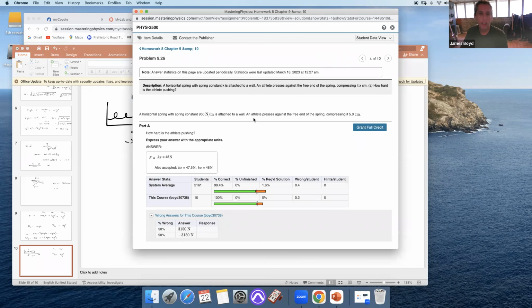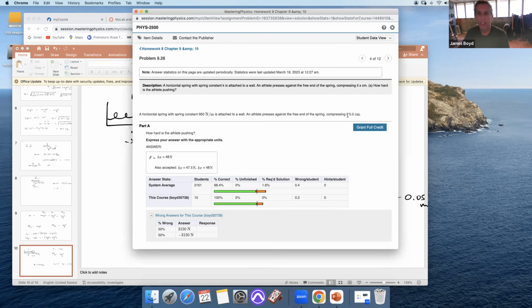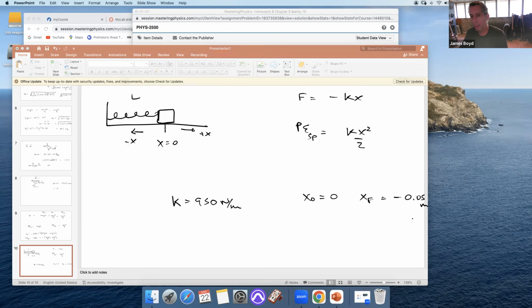That's how that works. But right now, what we want to know is a horizontal spring with a spring constant, K of 950, is attached to a wall. It is compressed 5 centimeters. So we go, K is 950 newtons per meter. X initial will be 0 and X final will be negative 0.05 meters. We compressed it 5 centimeters.